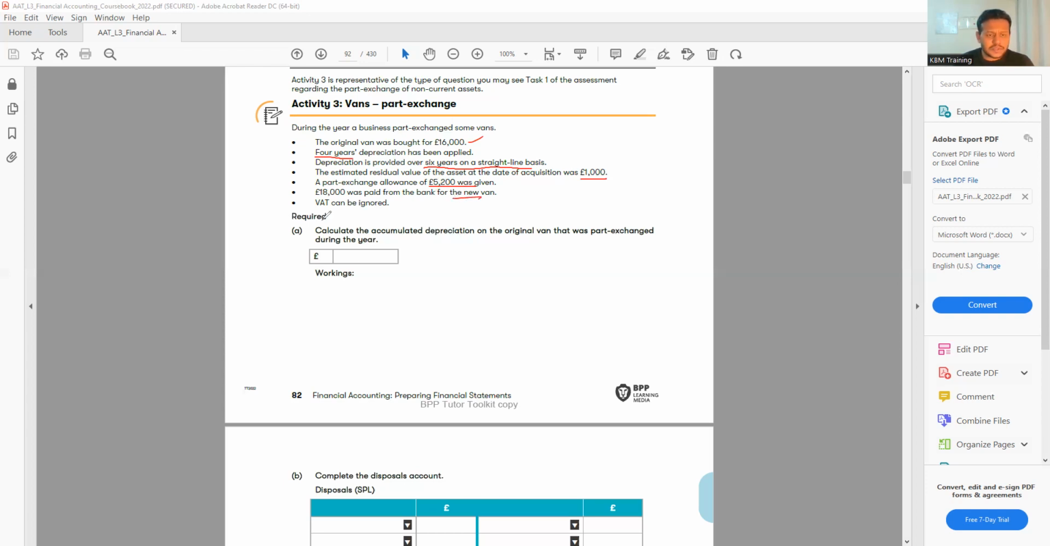Okay. The first question is calculate the accumulated depreciation. So how much is the total depreciation for the 4 years? So let's try to do it. The first thing we need to do, how much is the depreciation per year? So how do you do that? We do cost minus residual value, divided by useful life. So I need to calculate that. The cost is 16,000. The residual value is 1,000. And the useful life is 6 years.